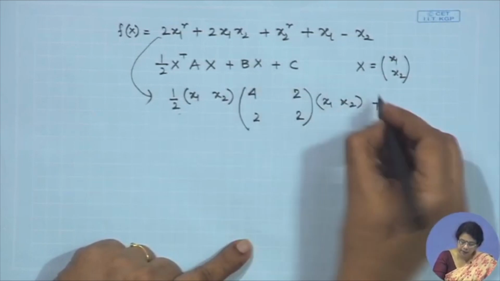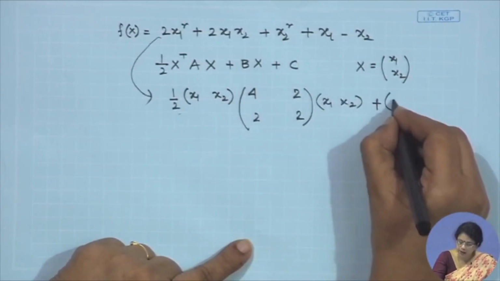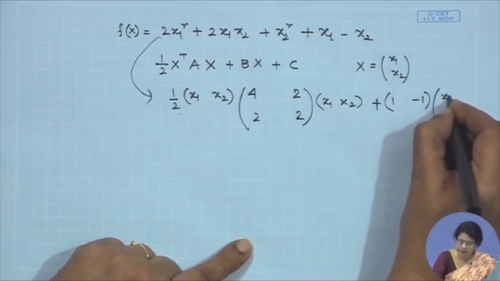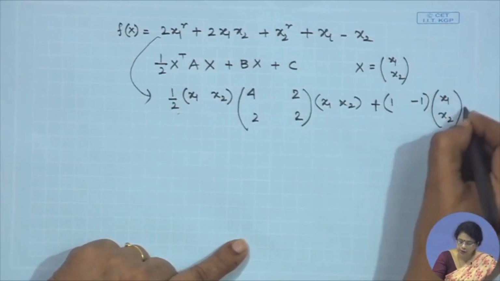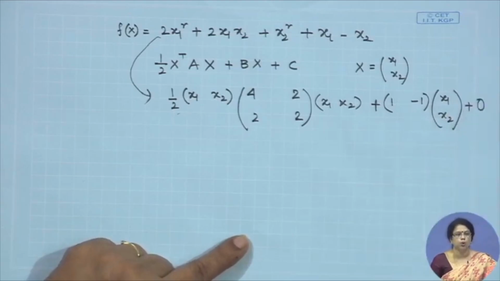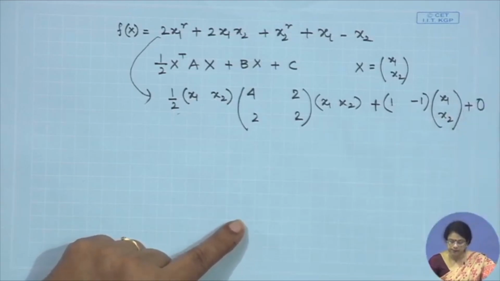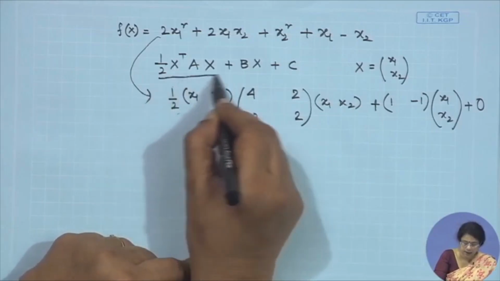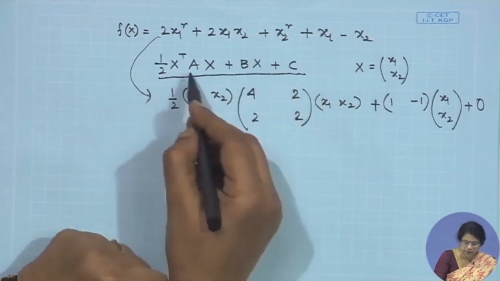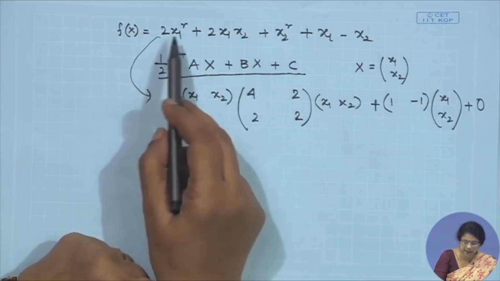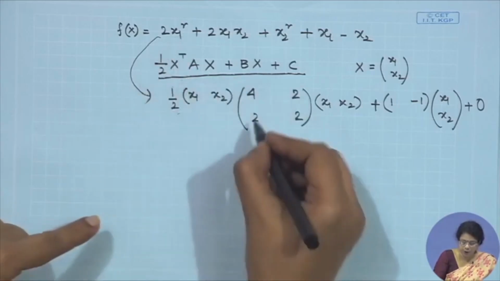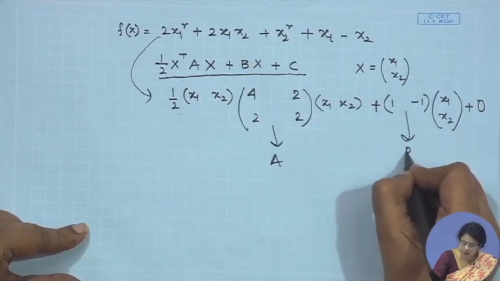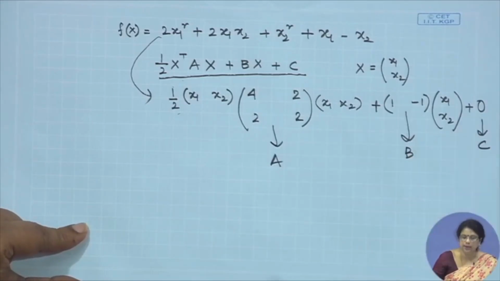Okay, and B matrix would be 1, minus 1, x1 x2 plus 0. All right. That is why you see this, if I can write this function in the quadratic form, where this is my A, this is my B, this is my C.